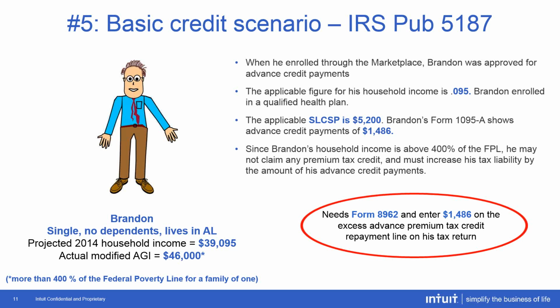Brandon enrolled in a qualified health plan. The applicable second lowest cost silver plan, $5,200, and Brandon's 1095A shows advanced credit payments of $1,486. Brandon's actual modified AGI for 2014 is $46,000, which is more than 400% of the federal poverty line for a family of one.